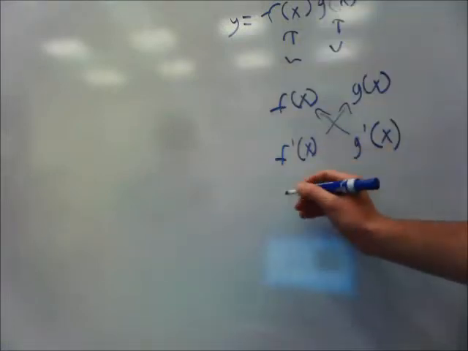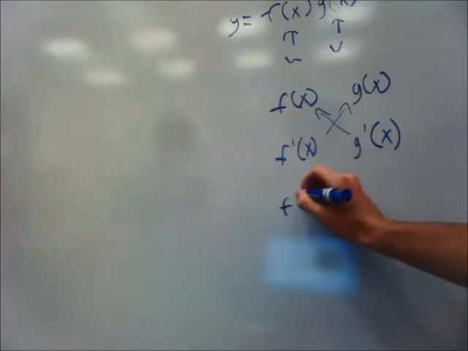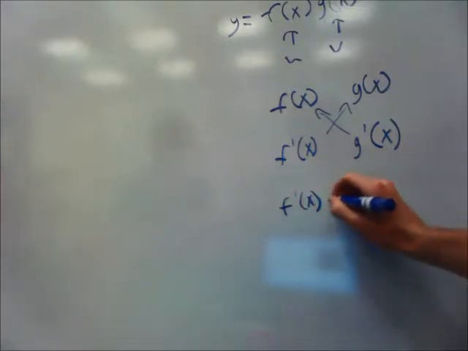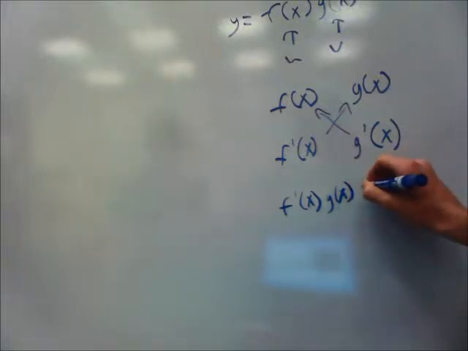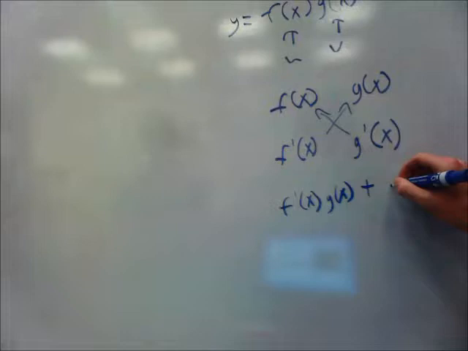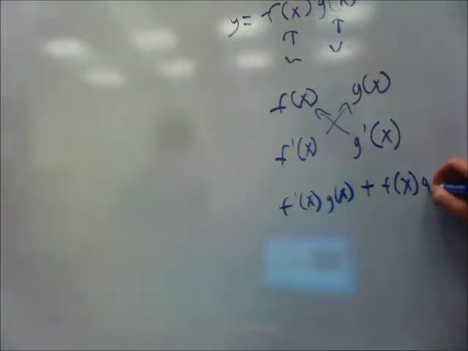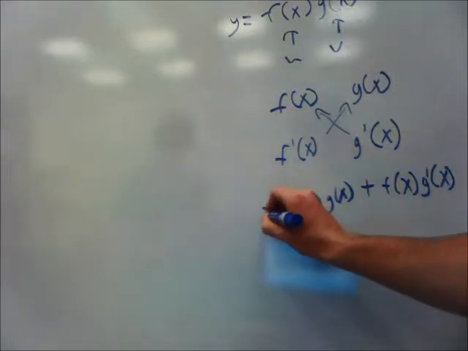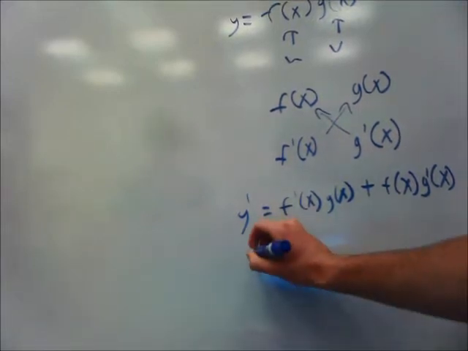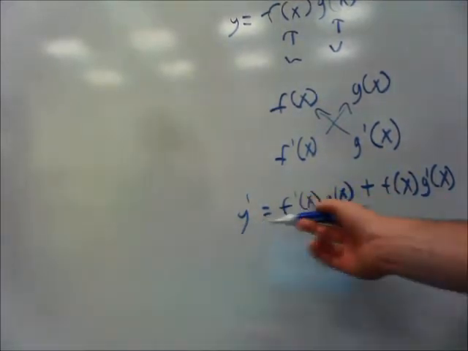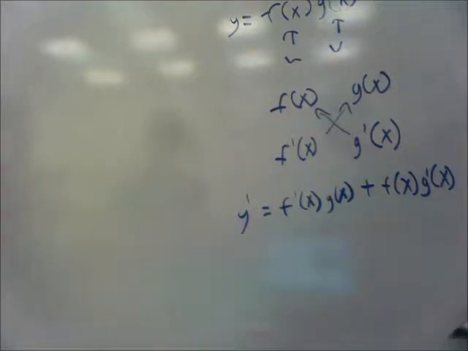So you're going to have f prime of x times g of x plus f of x times g prime of x. All that's equal to y prime. You could also say that's dy over dx. That would be your derivative, though. So that's the way that works. So we'll do a quick example.